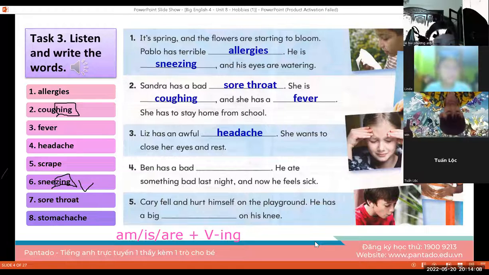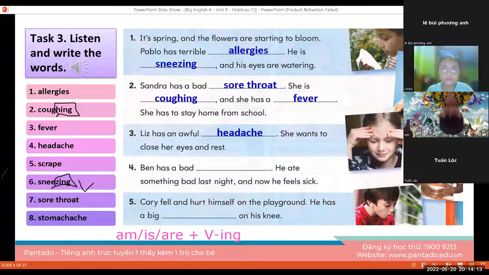Again, louder, louder. Ben has a bad allergies already for number one. Phương Anh, look, we already use allergies. And we cannot use allergies here because we got a, thì không thể nào đi với số nhiều được. Nên là phải đi. Ah, number eight, right? Stomach kick. Again, stomach kick. Good job. Stomach kick.